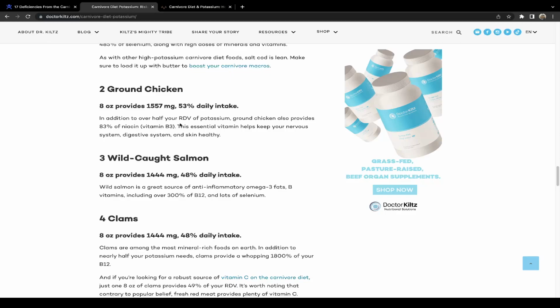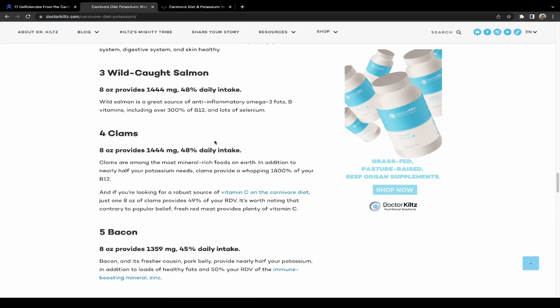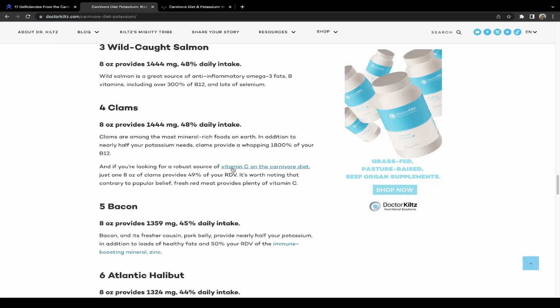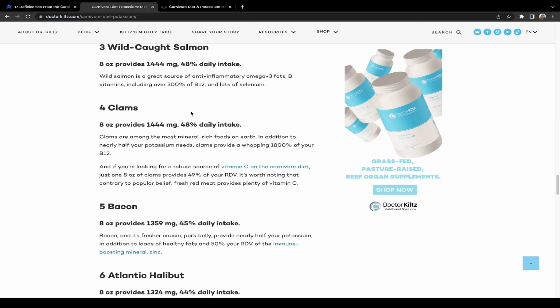Some people will say, okay, that's allowed. It's an oil. It's fat. It's not fruit. You don't have all those extra lectins and all the stuff. That's the real problem from plants. But you can get an 8 ounce serving of salmon and get 1,444 milligrams. That should give you 48% of your daily intake. So you can get almost half of your daily intake for that amount, and you should be able to eat more if you're doing carnivore.